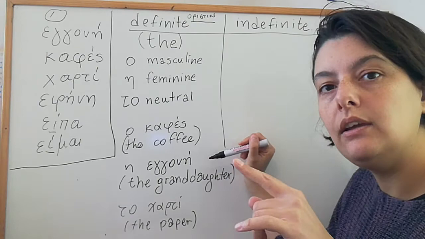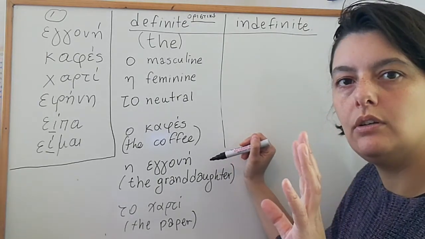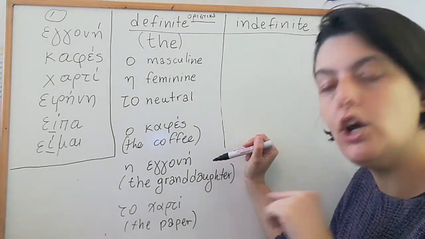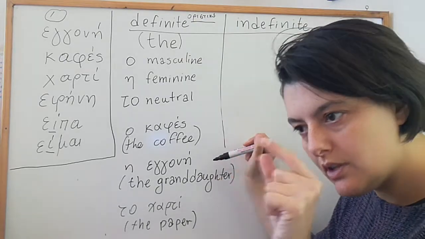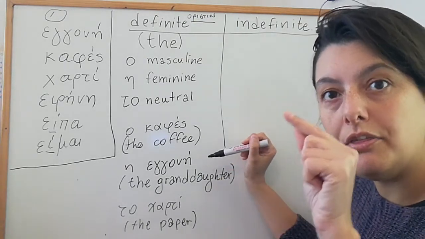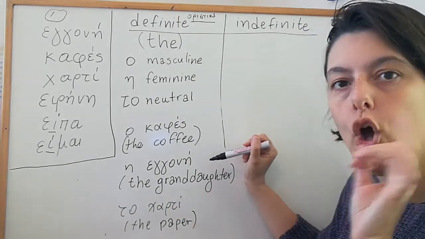Η εγγονή, the granddaughter, not any granddaughter, but the granddaughter, this particular girl, this granddaughter, the specific one. Το χαρτί, the paper, the particular paper, not any paper, the paper, το χαρτί.